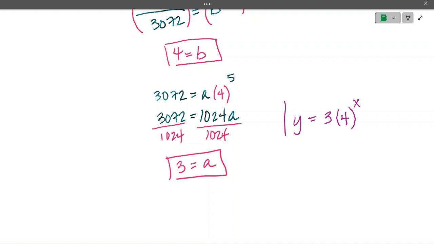So you could plug both of your x values in and make sure that you get your y values out. I already did that, so I know this is right. And that is how you write the equation of an exponential function through 2 points when given the 2 points.